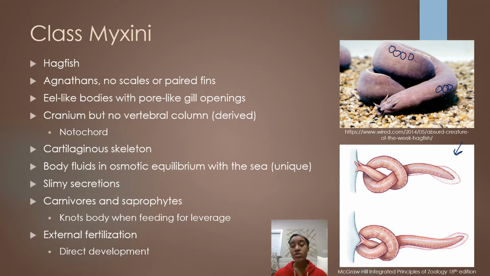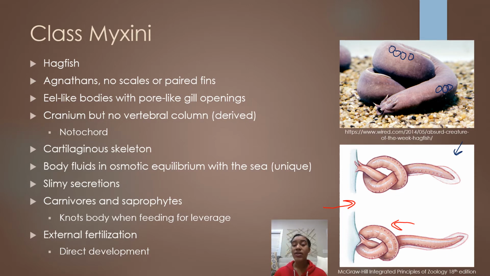They're carnivores or saprophytes, and when they consume food, they will oftentimes knot themselves into this kind of pretzel-like structure, which is what they're showing you in this picture down here. So they'll form a knot towards the more posterior end of the body, and then they'll push that knot towards the anterior region. And this provides them leverage while they're feeding, so they can be more anchored onto whatever their prey is.